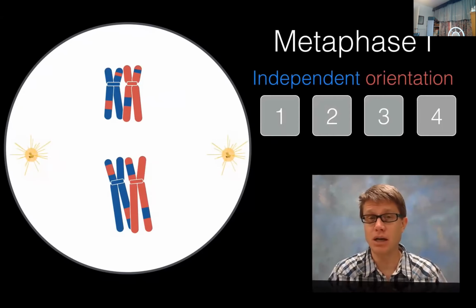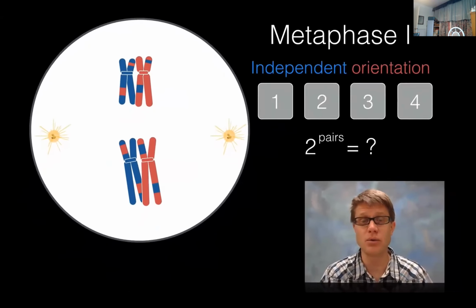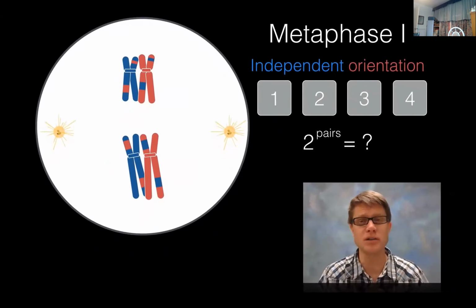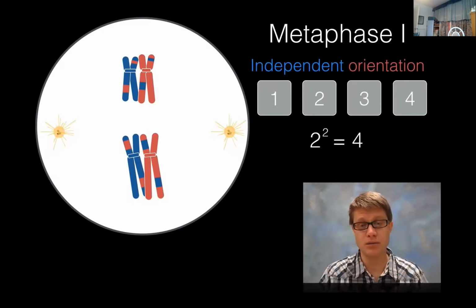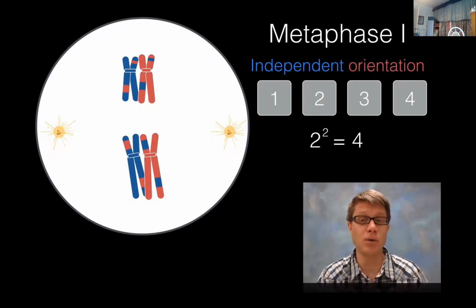Well, it's giving us variation. And so there are 2 raised to the number of pairs possibilities of how they could arrange at independent orientation of metaphase 1. So how many are there? We would say 4. What if I had 3 here? Then there would be 8 ways that they could arrange themselves. Still doesn't seem like much variation.